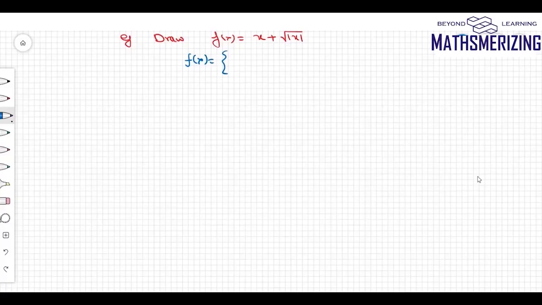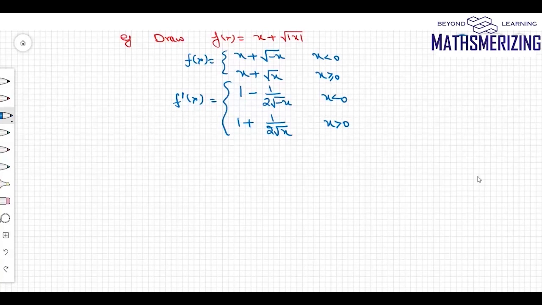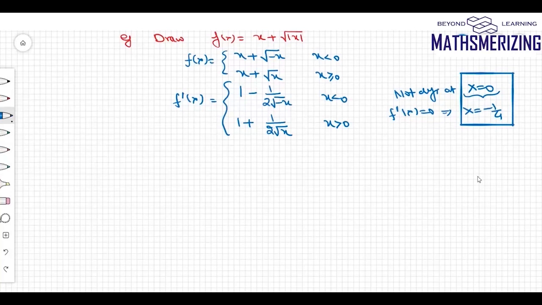I can write f(x) as x plus under root of minus x when x is less than 0, and x plus under root of x when x is greater than or equal to 0. So if I differentiate this function, now this function is not differentiable at x equal to 0. So x equal to 0 is one of my critical points. And also, if I put f dash x equals to 0, I'll get x equals minus 1 by 4. So there are two critical points, x equal to 0 and x equals minus 1 by 4.